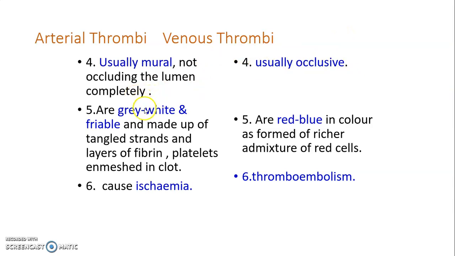Arterial thrombi are gray-white and they are friable and made up of tangled strands and layers of fibrin, platelets, and enmeshed clot. While the venous thrombi are red-blue in color as they are formed of a richer admixture of red cells. Arterial thrombi will cause ischemia, while venous thrombi will lead to thromboembolism.